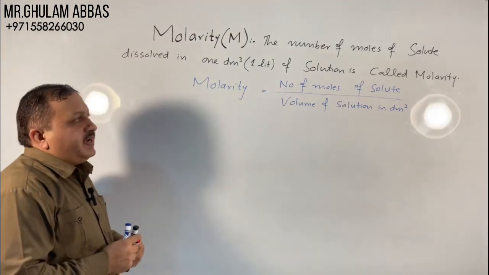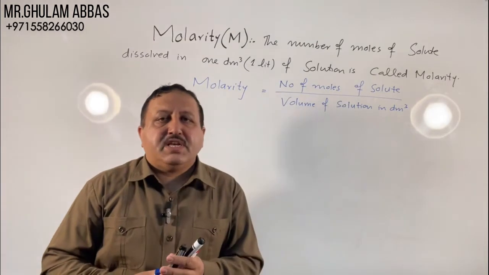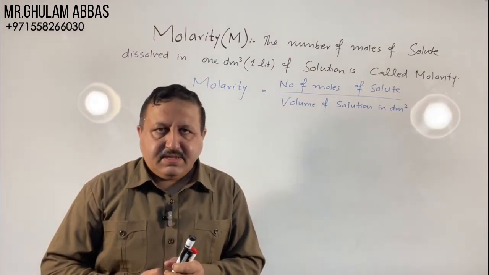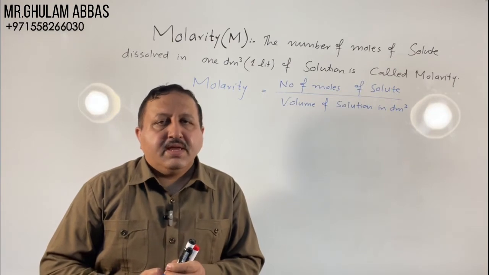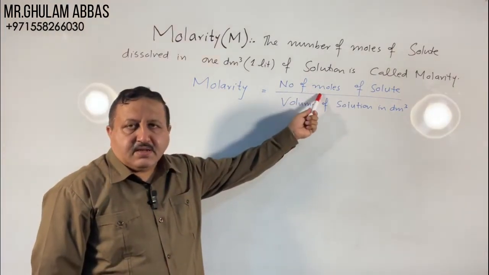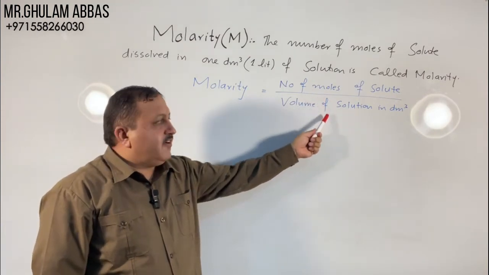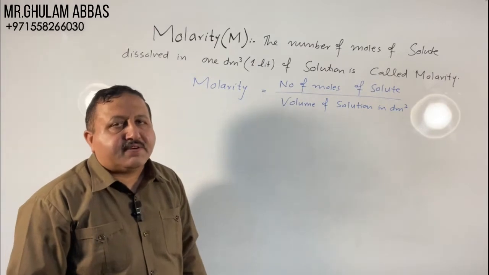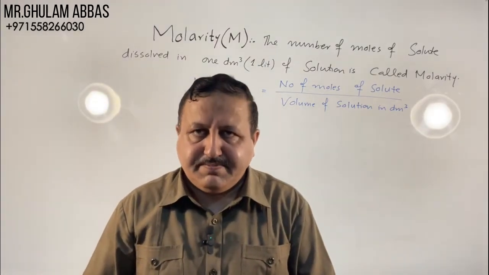So these are the main two conditions. Number of moles of solute should be present and volume should be given in dm cube. If mass of solute is given, we will convert into moles. If volume of solution is given in cm cube, we will convert into dm cube.